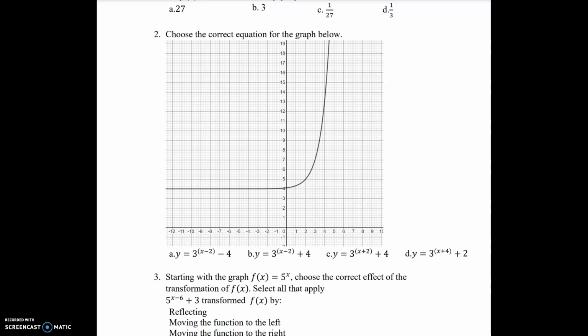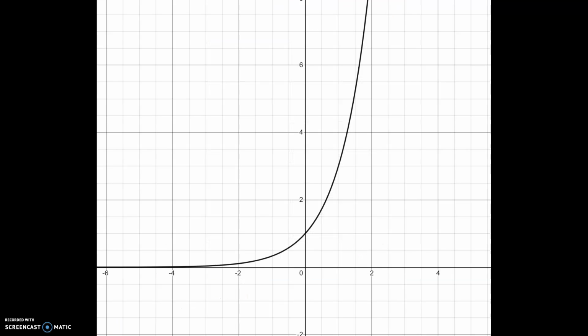Question 2. Choose the correct equation for the graph below. Okay, so here we have this graph. And the original, before we had any transformations, would be 3 raised to x. So let's look and see what that would look like on a graph. Okay, so here is 3 raised to x before the transformations.